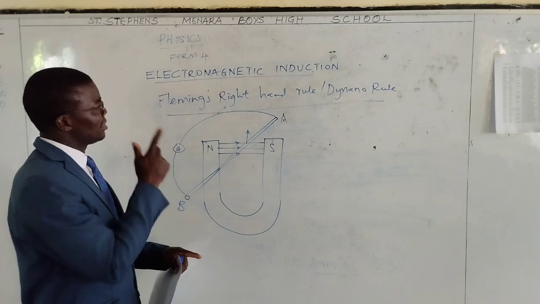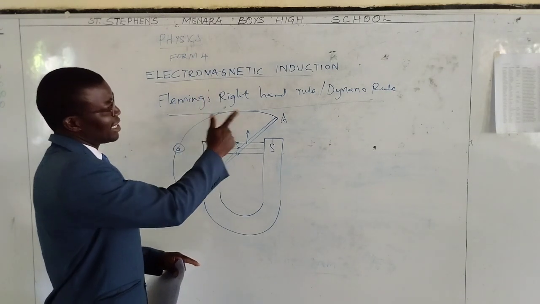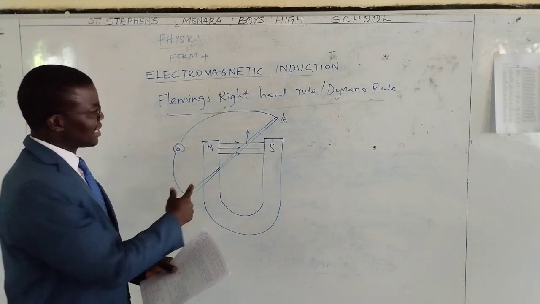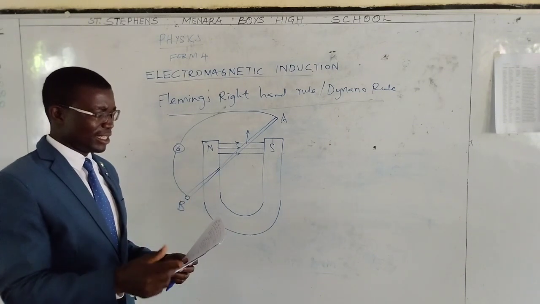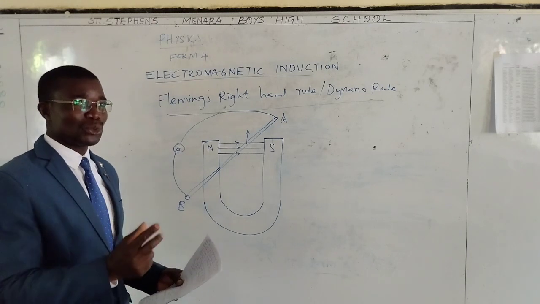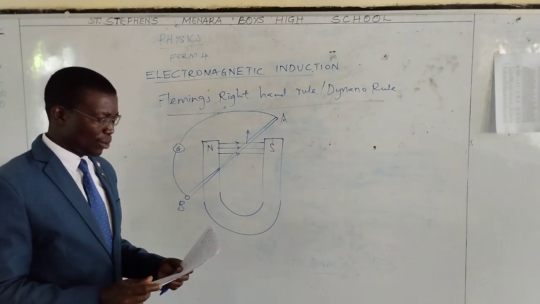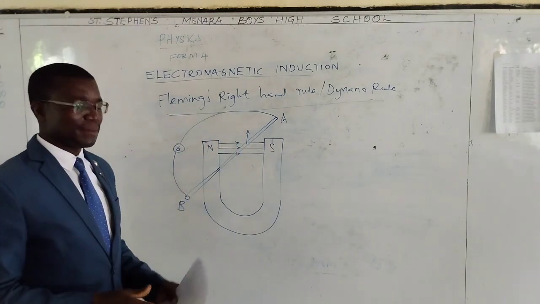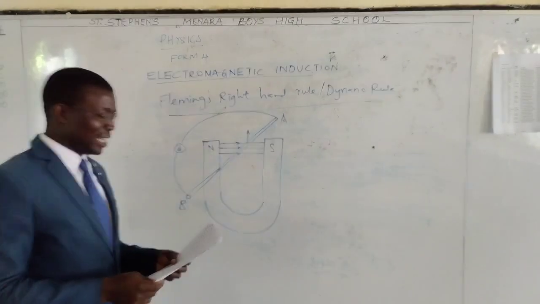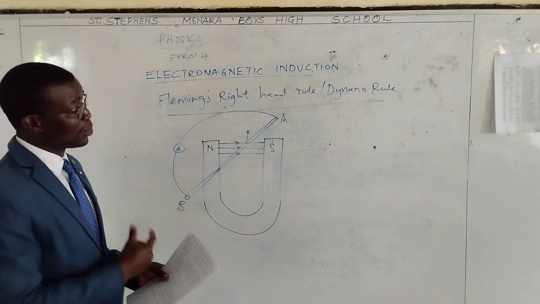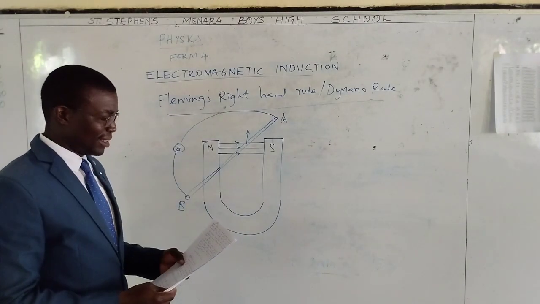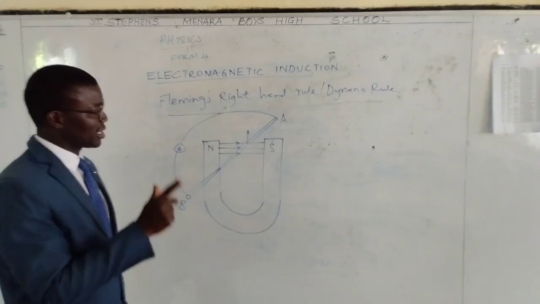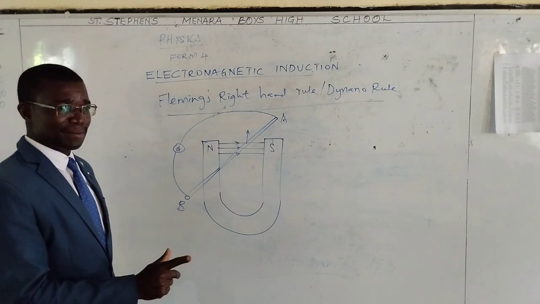So how do we state Fleming's right-hand rule? If the thumb and the first two fingers of the right hand are held mutually at right angles, with the first finger pointing in the direction of the field, the thumb pointing in the direction of motion of the conductor, then the second finger shows the direction of induced current.